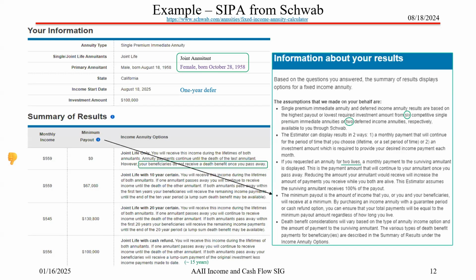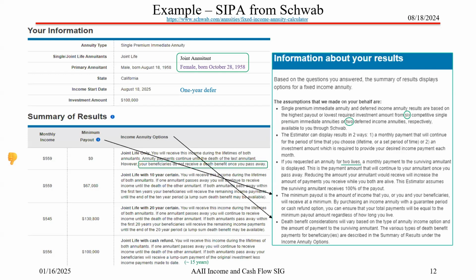So what is a minimum payout? The minimum payout is the amount of income that you or your beneficiaries will receive at a minimum. And what are the income annuity options? Here they talk about how the death benefit is different and how much benefit is given.